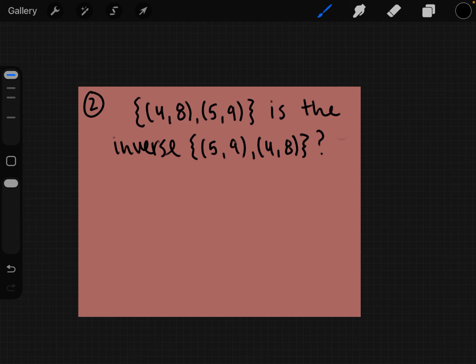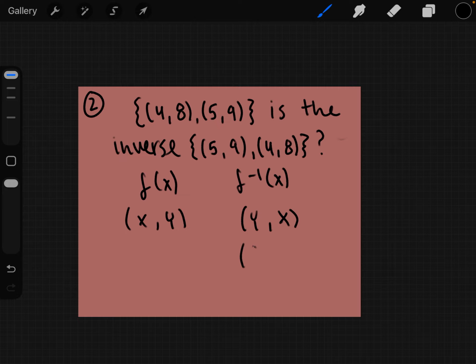Okay, just like I told you in the last video, when you have f of x, you have x and y values. The inverse of x, you just flip them around. So the inverse of 4, 8, and 5, 9 would be 8, 4, and 9, 5. Is that this? No. So it's false.